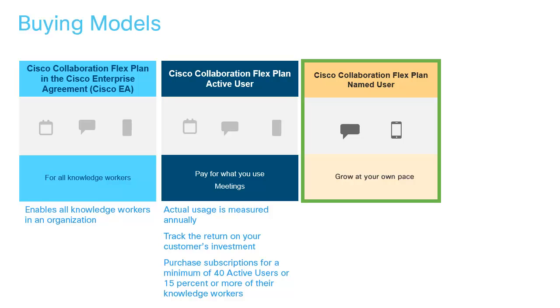The named user model is focused on line of businesses and departments. It is a transactional model that allows purchasing down to the single subscriber for meetings and calling. Customers might start with a small number of subscribers on meetings or calling and grow with time into active user for meetings or enterprise agreement for meetings and/or calling.